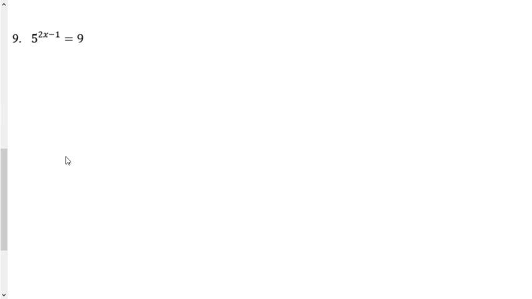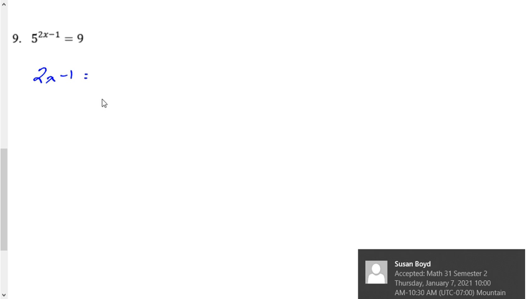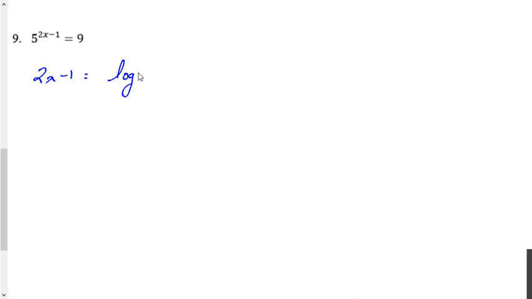I'm going to do this that first way where we say my exponent, which is 2x minus 1, is equal to the logarithm. And the logarithm has a base of 5, just like that exponential expression had a base of 5, and it's operating on the 9, which is the power, right? This 9 is equal to this power where the base is 5.